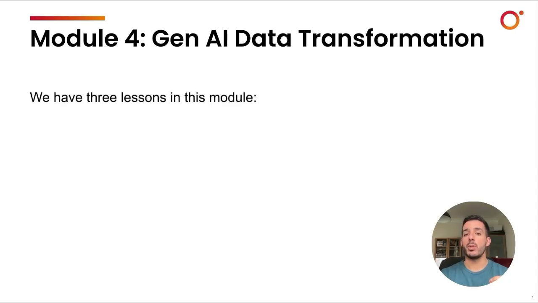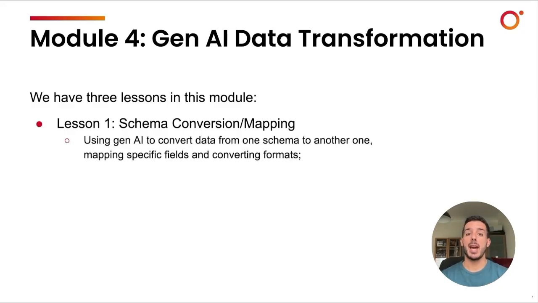In this module, we are going to have three main lessons for this purpose. The first lesson is about schema conversion and mapping. It's about using GenAI to actually convert a dataset from one schema to another schema, for example, mapping specific fields and converting formats of specific fields. It's about finding out what is the source schema, what is the target schema, what is the mapping between the two, and actually carrying out that transformation.